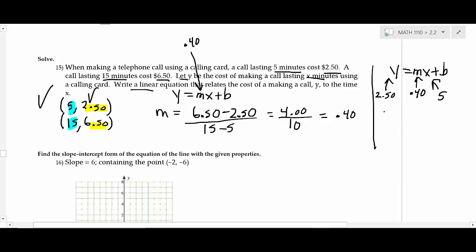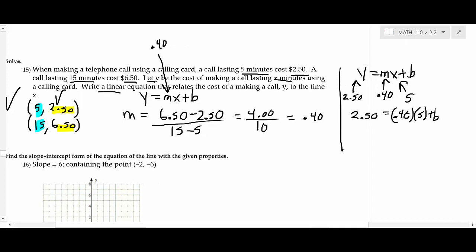So that would give me the equation 250 equals 0.40 times x. What's x? 5. So we're going to have 0.40 times 5, and then plus b. We just solve that equation for b. Pick a point, and it'll work the same way. That looks like 250 is equal to $2 plus b. You can do that in your head. b is 50 cents, right? So you would get b is equal to 50 cents. So the two things that you have are that and that.